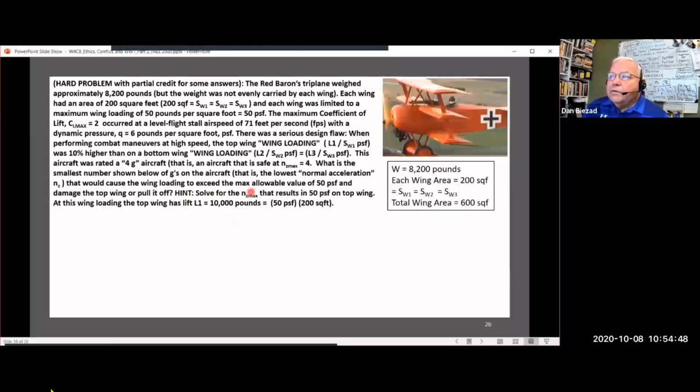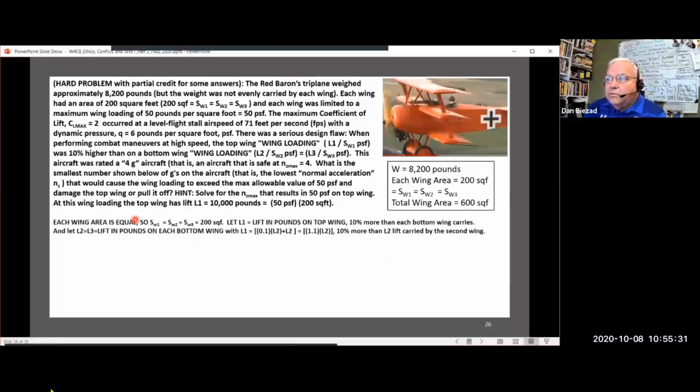The hint is, we'll solve for the maximum number of G's that produce 50 PSF on the top wing. Because you know, if you're pulling the max 50 PSF on the top wing, then the load on the other two wings is going to be less. So if I pull any more load, the top wing will fail, but these other two are not going to fail because they have less load. All right, so solve for that G that results in 50 PSF on the top wing. And 50 PSF on the 200 square foot wing, 50 times 200, is 10,000. So the top wing is going to be pulling 10,000 pounds. If you try to pull any more than 10,000 pounds on the top wing, it'll break off. So how would I set that up?